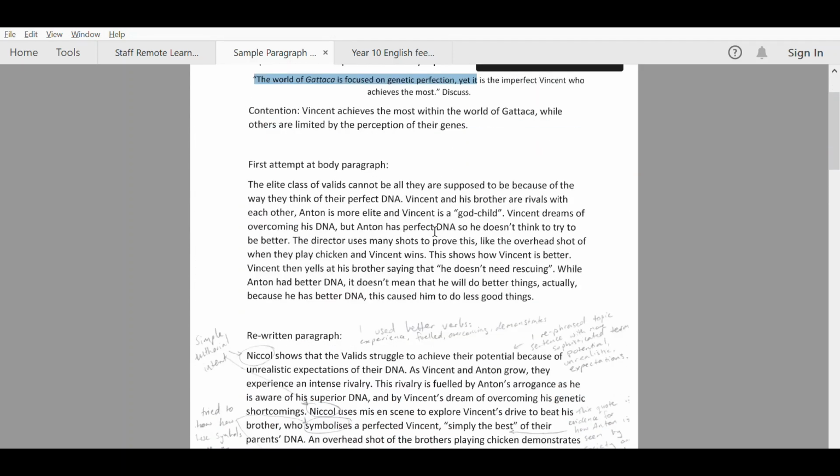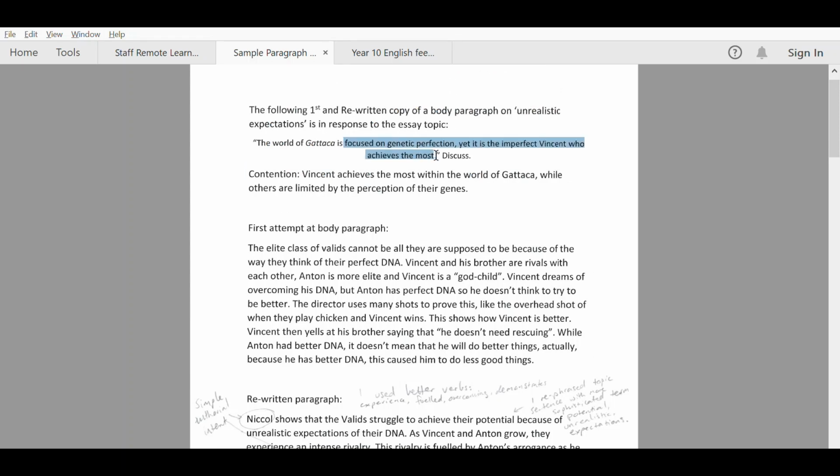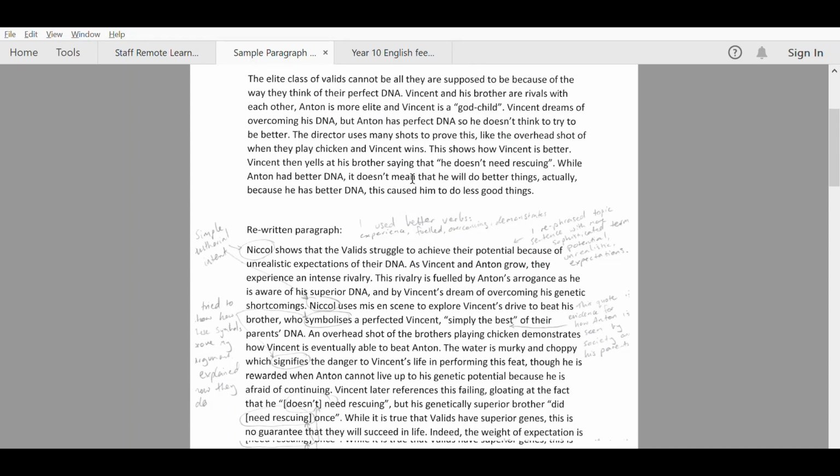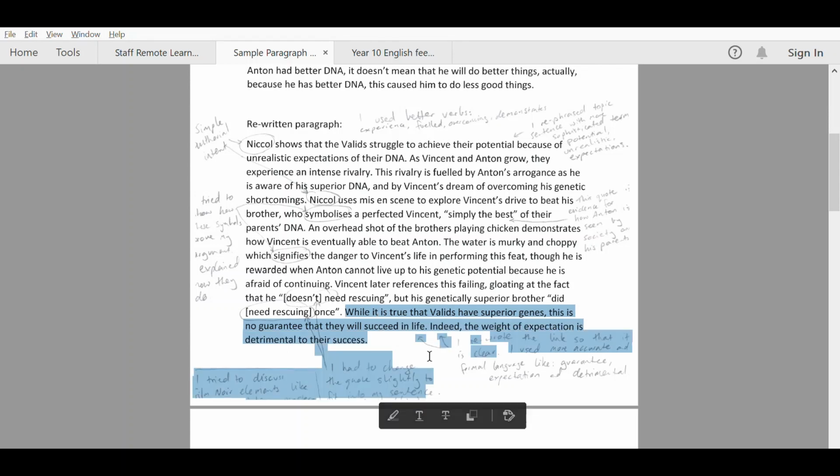This is what the link does. The link brings this argument to the overall idea of the topic. Okay, let's look at my last sentence and see what it does. While it is true that the valids have superior genes, this is no guarantee that they will succeed in life. Indeed, the weight of expectation is detrimental to their success.